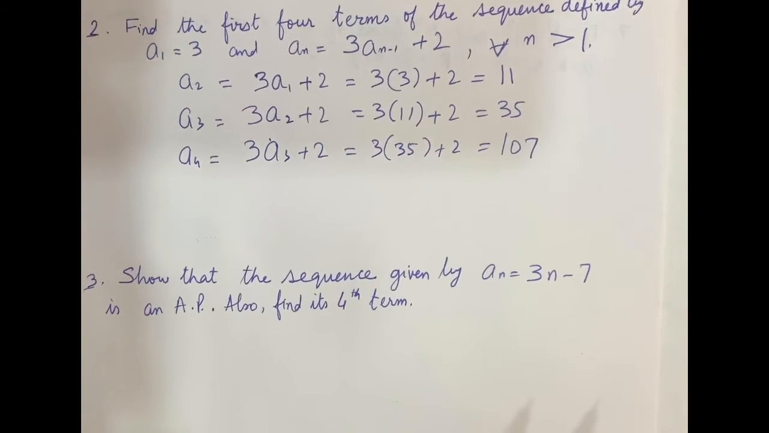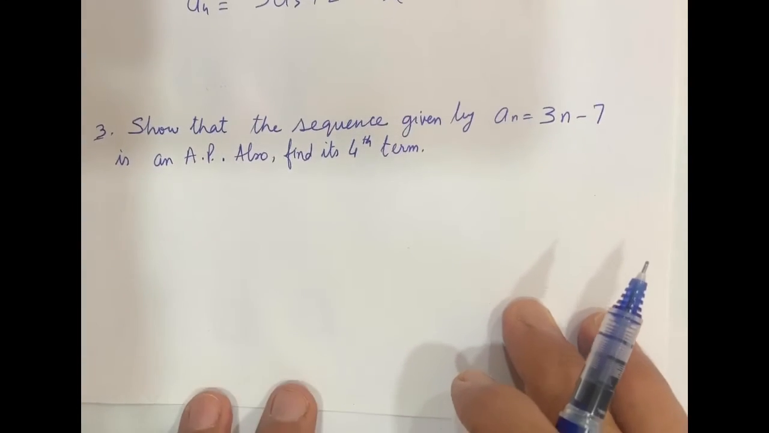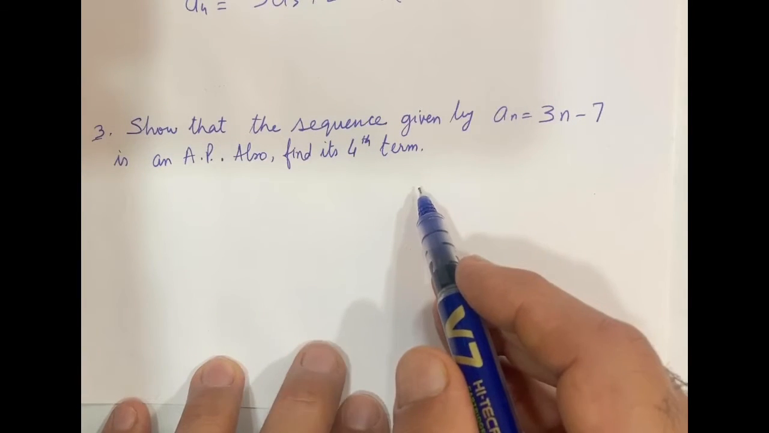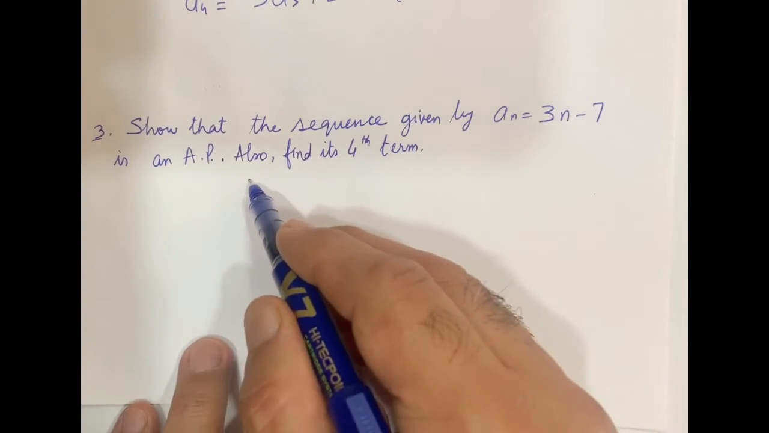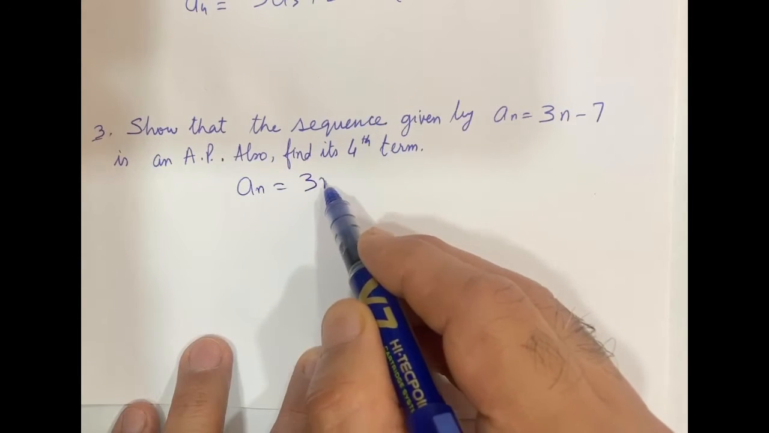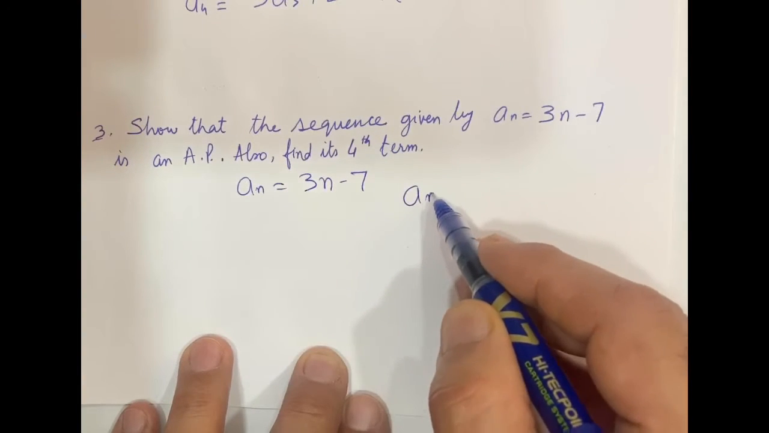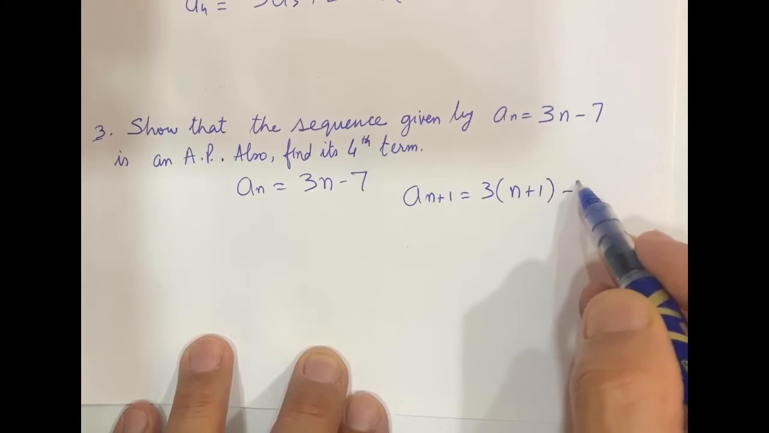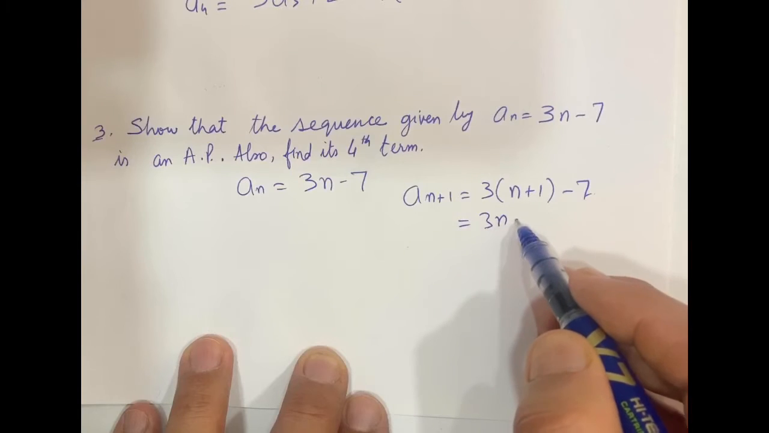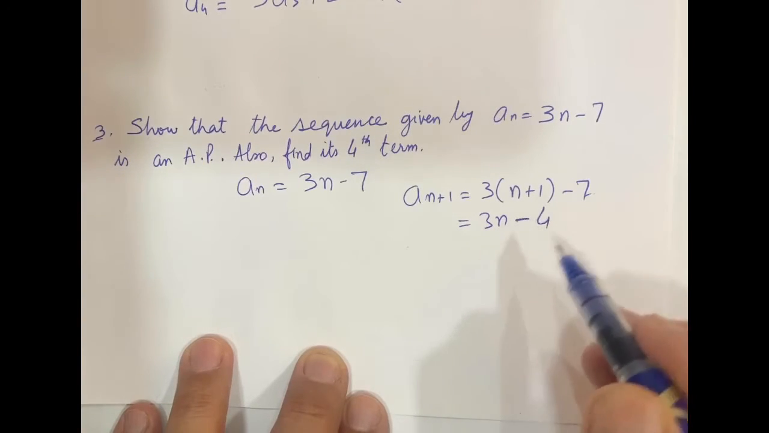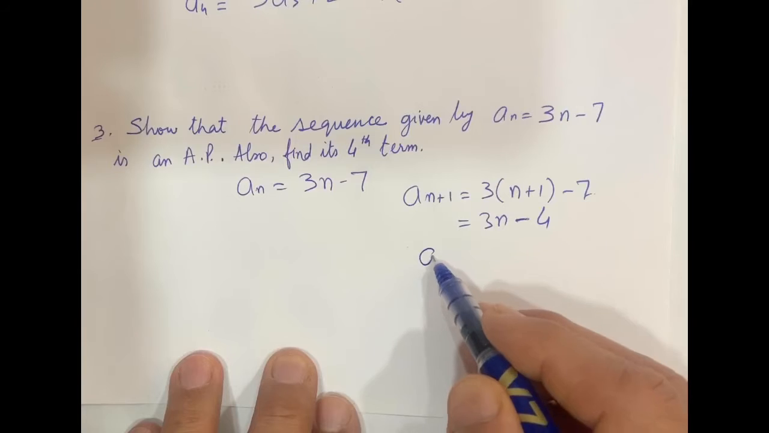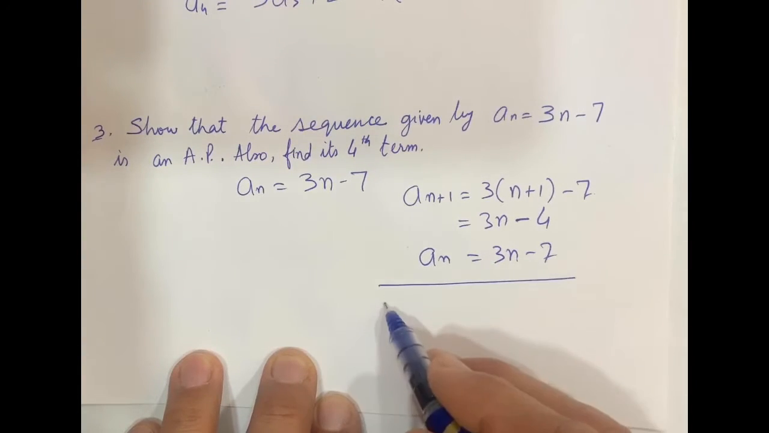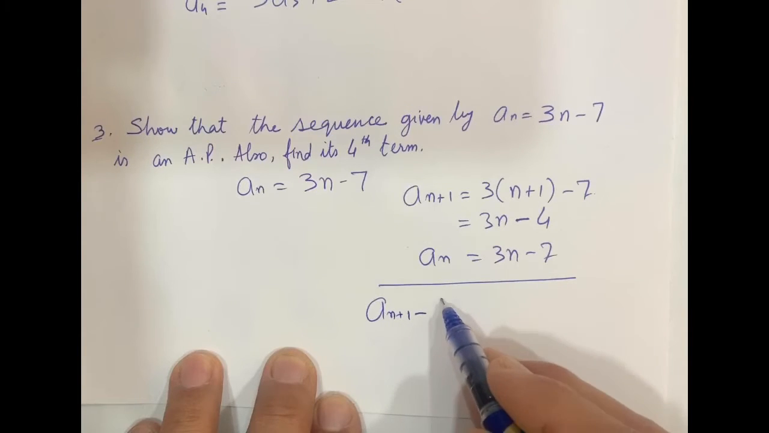The next one, we have to show that the sequence given by an is equal to 3n minus 7 is an AP. Then we have to find the fourth term. So we are given an is 3n minus 7. We find out an plus 1. This is 3 into n plus 1 minus 7. This is 3n minus 4. Then we write an, this is 3n minus 7. Now we find the difference an plus 1 minus an.